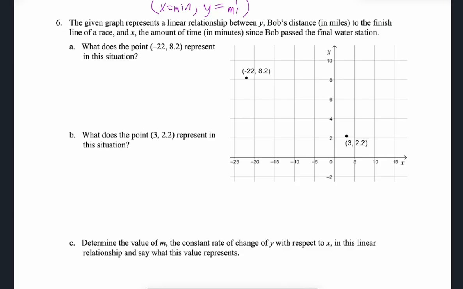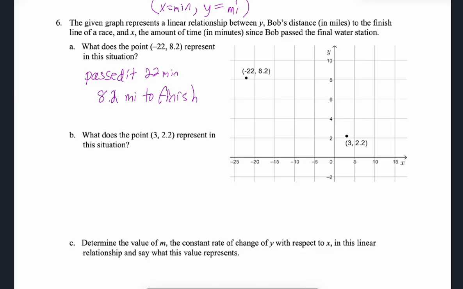Because it says x is the amount of time in minutes since Bob passed the final water station. So he passed it 22 minutes ago. I would assume that's what the negative means, like it was in his past. He passed it 22 minutes ago. And he is 8.2 miles to the finish.